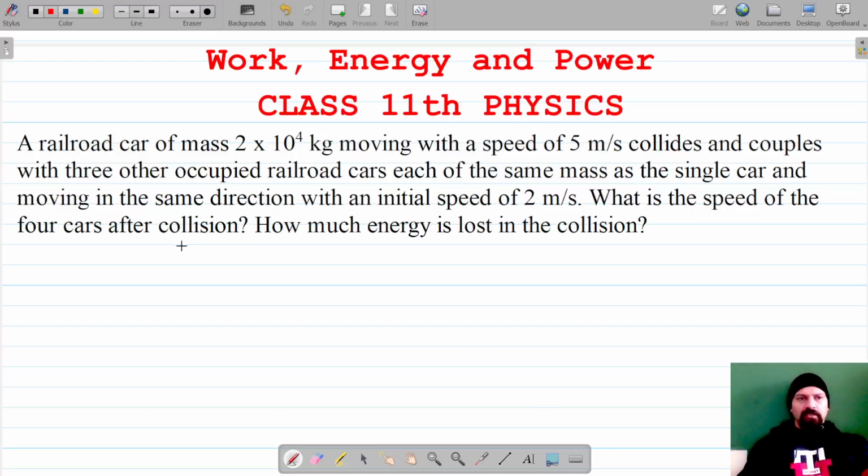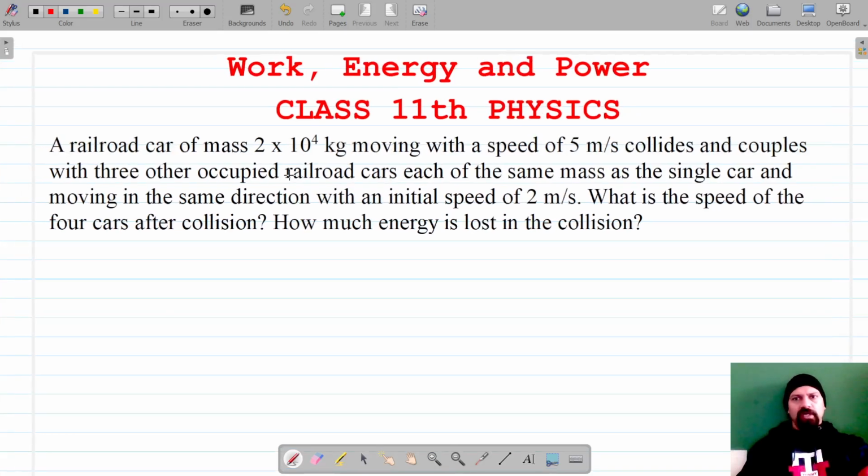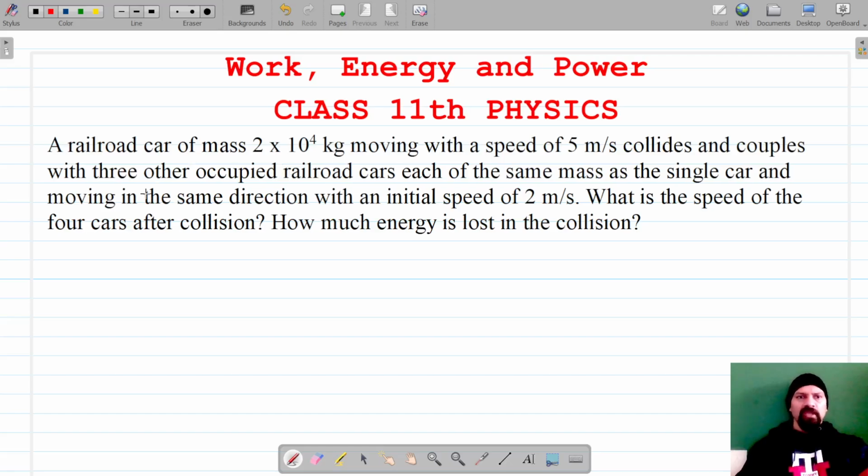Next question: given that a railroad car of mass 2 × 10^4 kg, moving with an initial speed of 5 meters per second, collides and couples with three other occupied railroad cars, each of the same mass as a single car and moving in the same direction with a speed of 2 meters per second. What is the speed of the four cars after the collision? How much energy is lost in the collision?